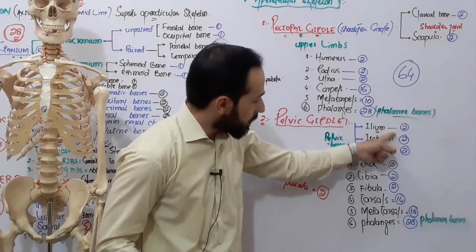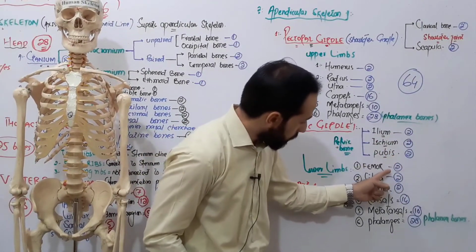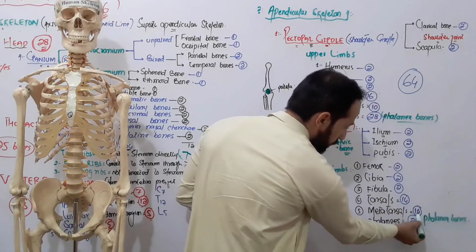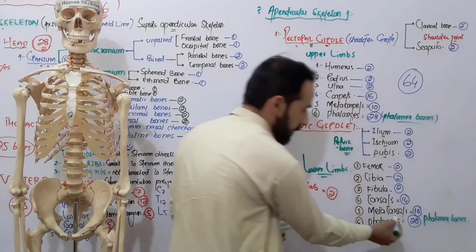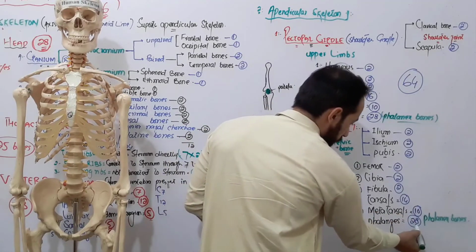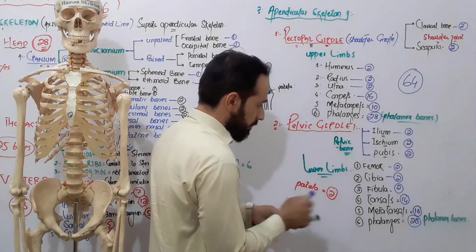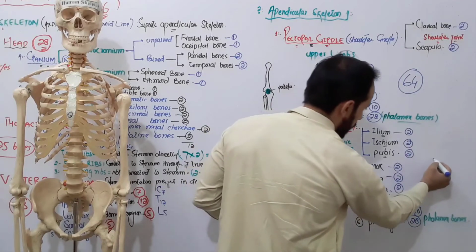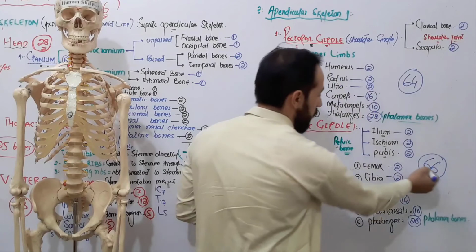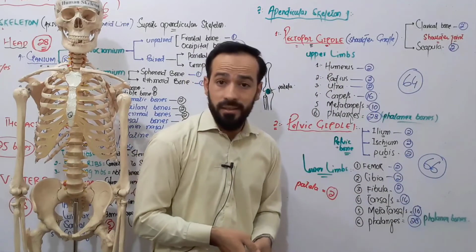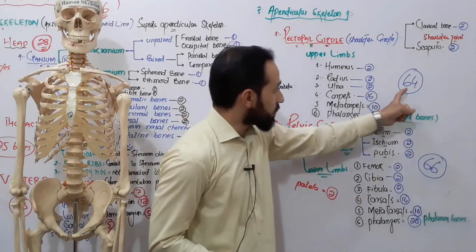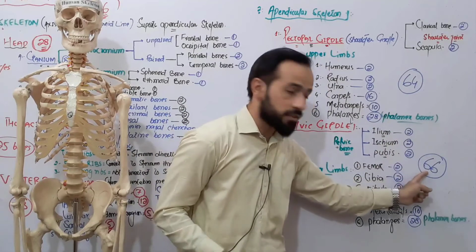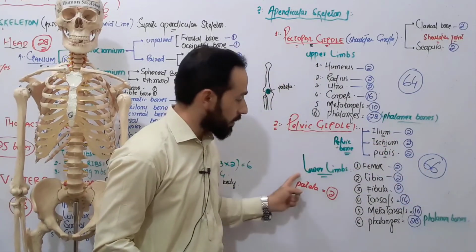Now let's count the total number of bones in your pelvic girdle and lower limbs. In your pelvic girdle you have 6 bones. Then, look carefully, 6 plus 14, 20, 20 plus 10, 30, 30 plus 28, that is 58, 58 plus 2, 60, right? 60 plus 6, we have 66 bones in the lower limb and the pelvic girdle. So you have 64 bones in your upper limb and pectoral girdle, and you have 66 bones in your pelvic girdle and lower limbs, right?